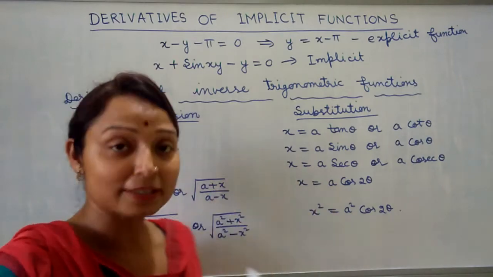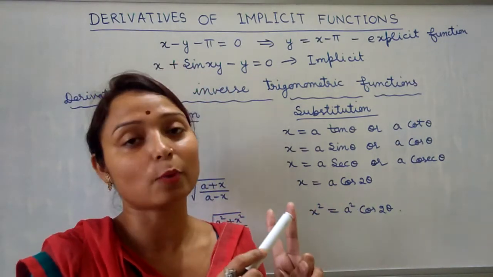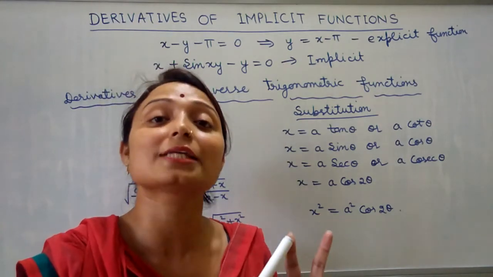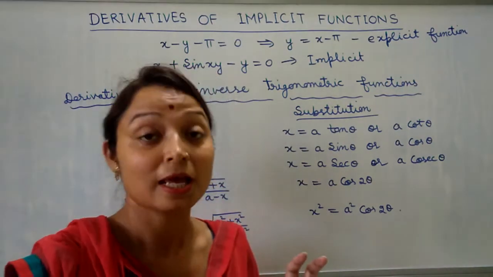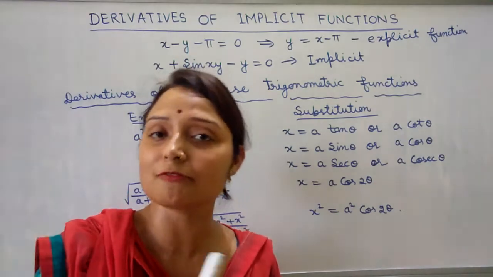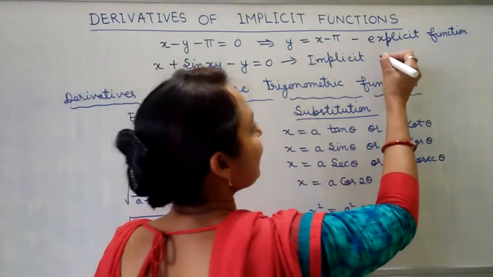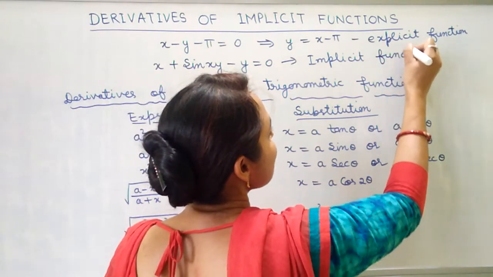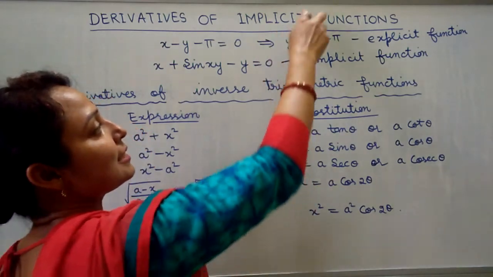Okay, I will repeat again. There are two types of function. One is explicit, the second one is implicit. If we can solve y in the form of x, that is known as an explicit function, and if it is not possible to separate or to solve y in the form of x, then it is said to be an implicit function. So these are the two types of functions, and we have to solve the derivative of implicit function.